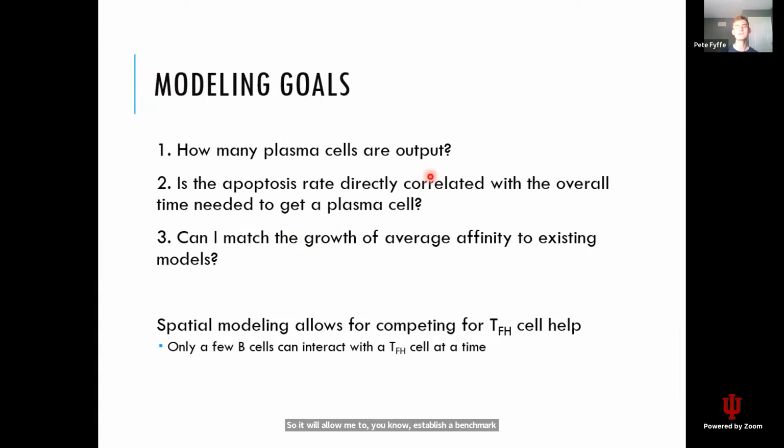And finally, I want to measure how the apoptosis rate is correlated with the amount of time needed to get to the output cell. So if there's a lot of apoptosis, then a very successful B cell might die off. And lastly, I want to mention that one of the reasons behind developing a spatial model is so that we can track the amount of B cells that are interacting with T cells, and there's a limit to that.